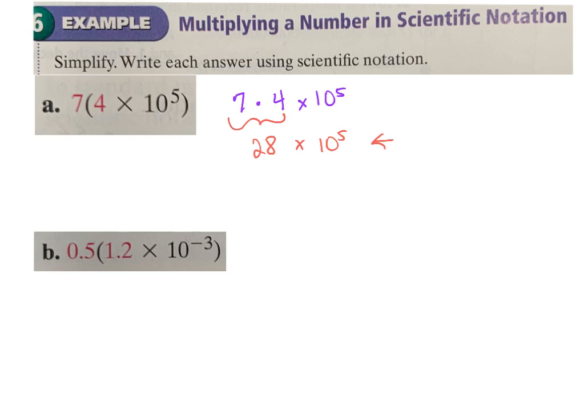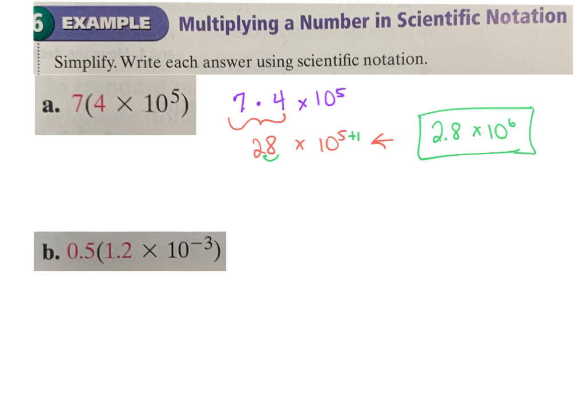Is this number right here in scientific notation? No, it is not. It is too big to be scientific notation. Where does my decimal need to be for that number to be in scientific notation? Between my 2 and 8, which means I need how many more numbers added to my exponent? How many places did I move that decimal? I moved it 1. It's a bigger than 10 number, so I need to add that 1 here. So my final answer is going to be 2.8 times 10 to the 6th power. That would be my final answer here, okay?